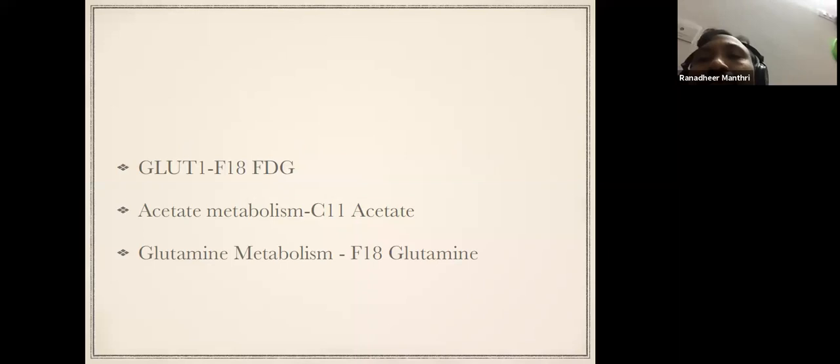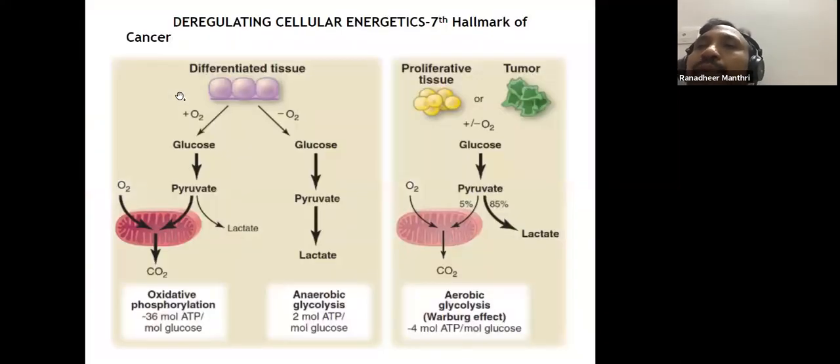GLUT1. The examples are glucose transporter like FDG, acetate metabolism with C11 acetate, glutamine metabolism with F18 glutamine. These are the targets, but let us see one by one. Next slide, please. This is the beauty of molecular imaging. See, this is what is called Warburg's effect.